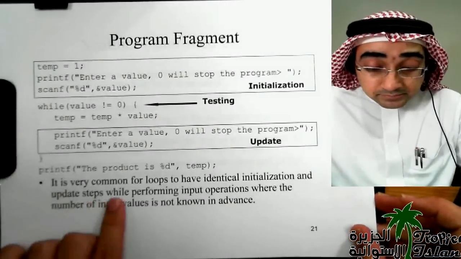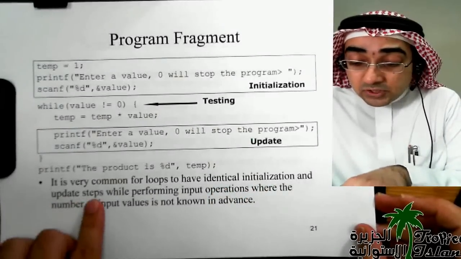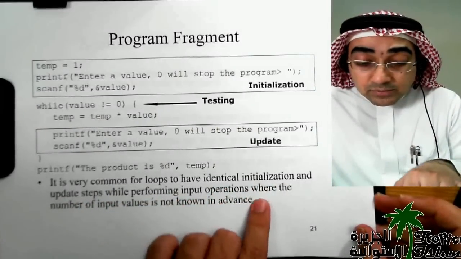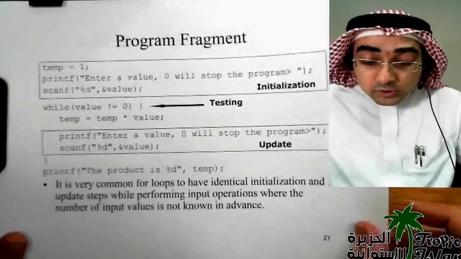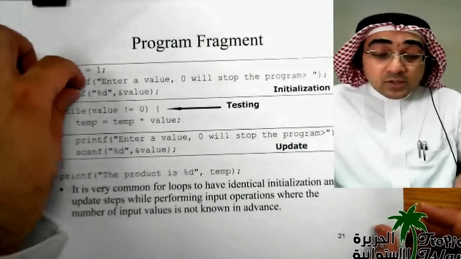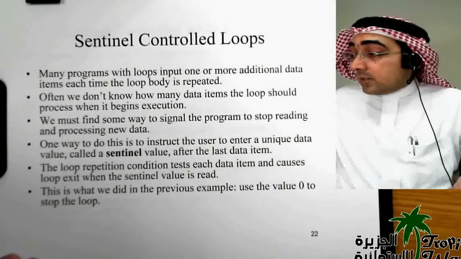It is very common for loops to have identical initialization and update steps while performing input operations where the number of input values is not known in advance. So it is very common that you will be copying these two lines over here directly if you are taking an input from a user.